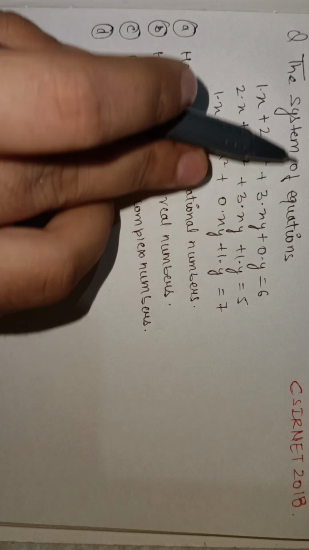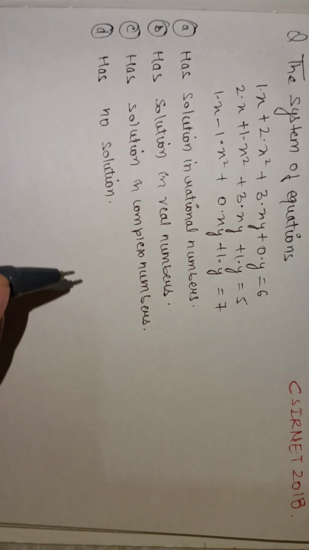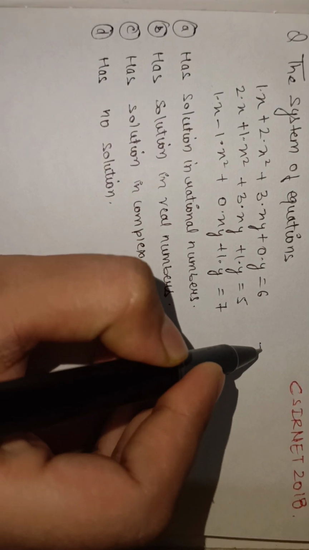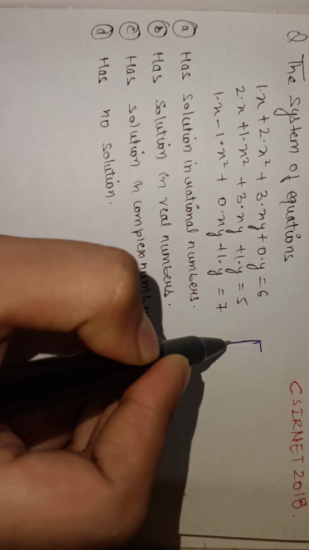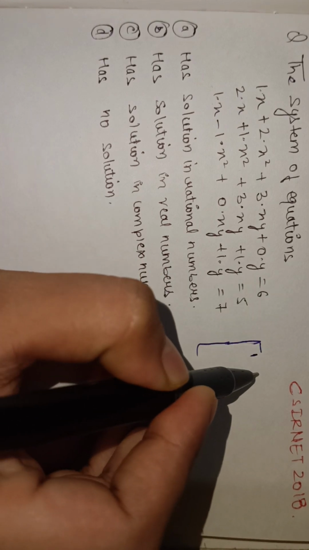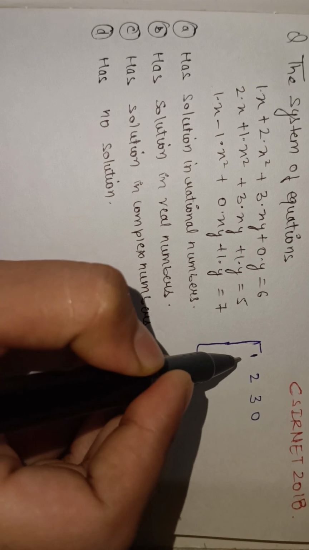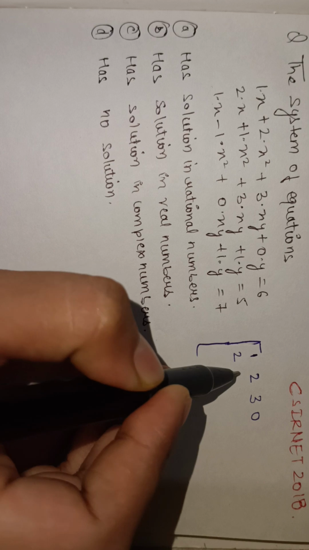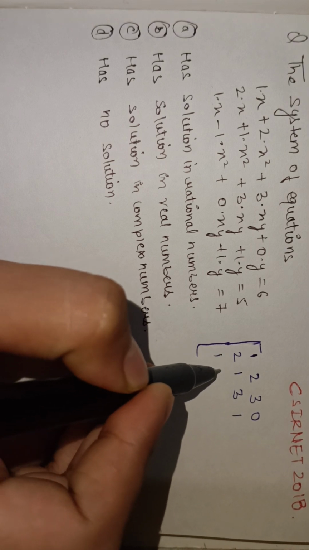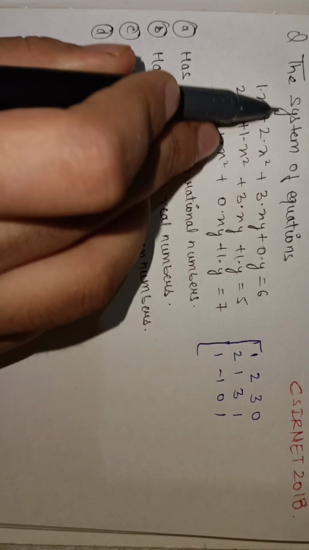So here this is a system of linear equations. We have to find the matrix of this system. If we draw the matrix of this system, what matrix do we get? 1 2 3 0. Next 2 1 3 1, then 1 −1 0 1. This is the matrix of this system.